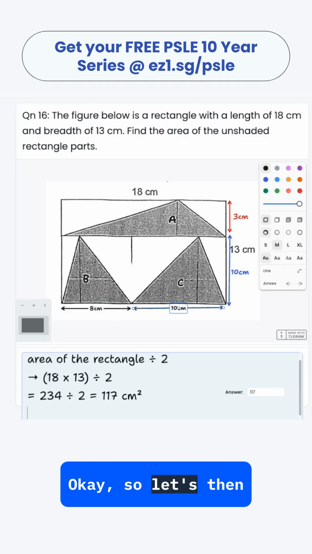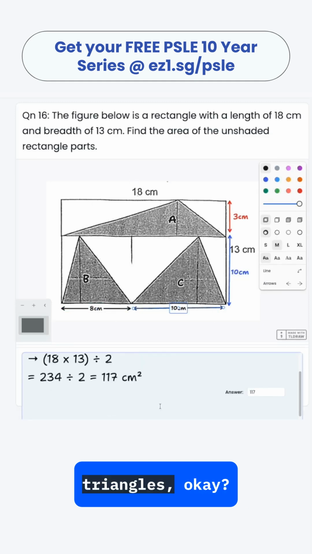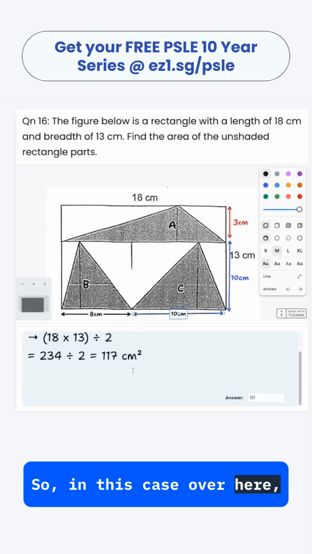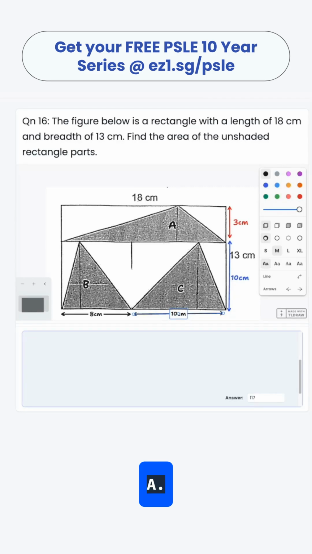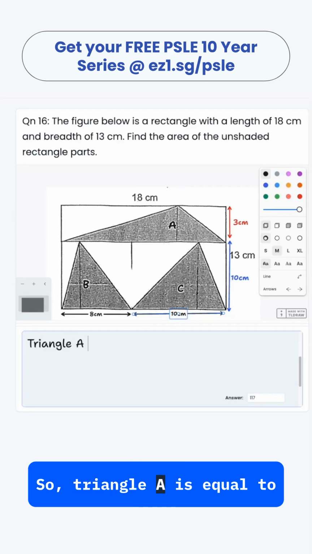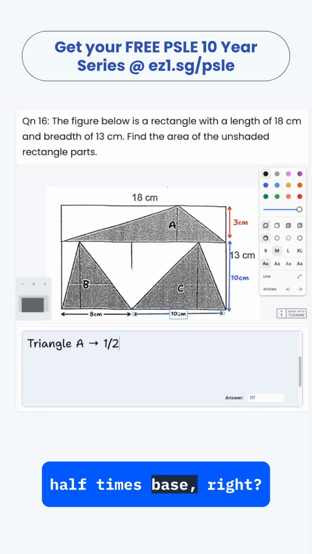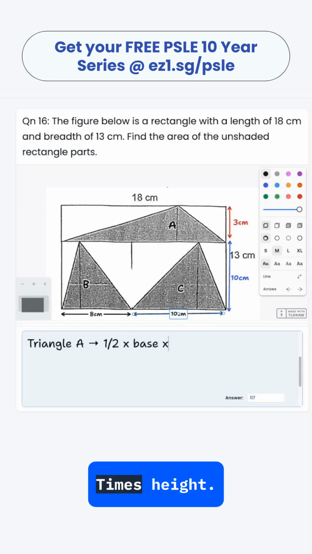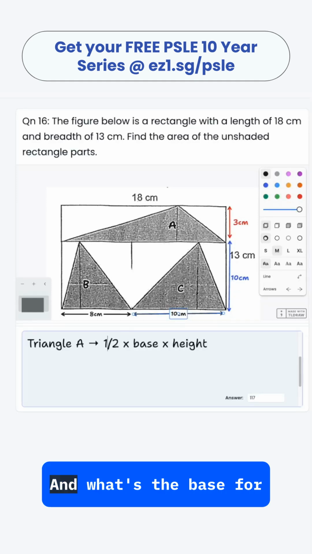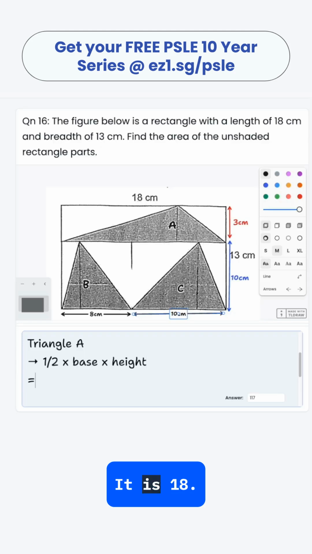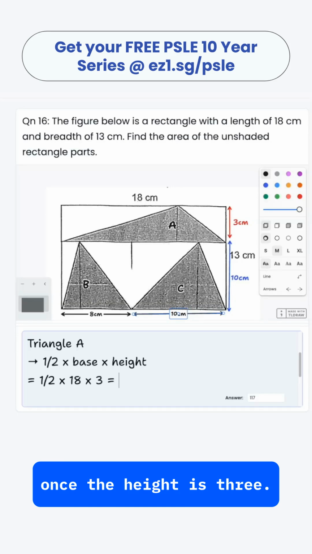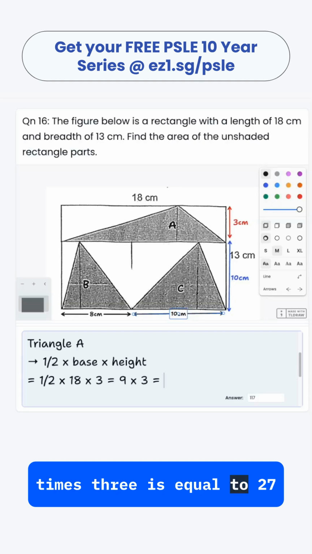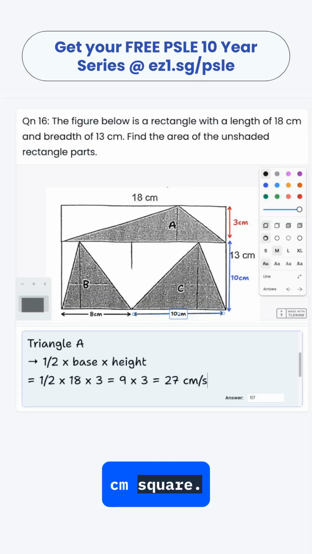Let's then calculate all the triangles. Let's calculate the first triangle, which is triangle A. Triangle A is equal to half times base times height. What's the base for triangle A? It is 18. So half times 18, and then the height is 3. Half times 18 is 9, times 3 is equal to 27 centimeters square.